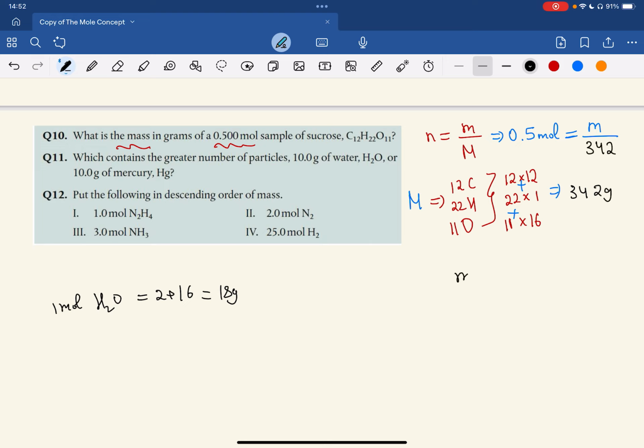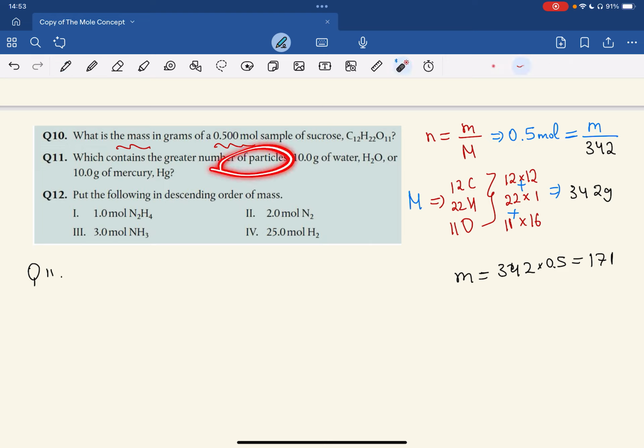342. So how do we find the m? m will be 342 times 0.5. Remember the cross multiplication method: this goes here, this multiplied by this. So times 0.5 will give us 171.